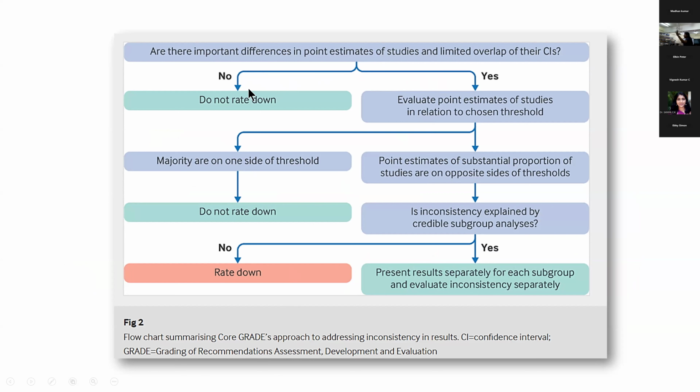Basically, it's asking, is there any inconsistency? If there's no inconsistency, don't write it down. If there is inconsistency, you look at whether the majority of the studies are on one side of the threshold. If they are, do not write it down. But if you find that there is a significant proportion on either side of the threshold, then you must look for a hypothesis and test it. If your hypothesis has explained the inconsistency, then don't write it down. If your hypothesis has not explained the inconsistency, then you must evaluate each subgroup separately.